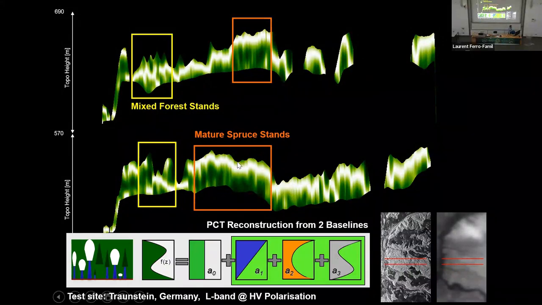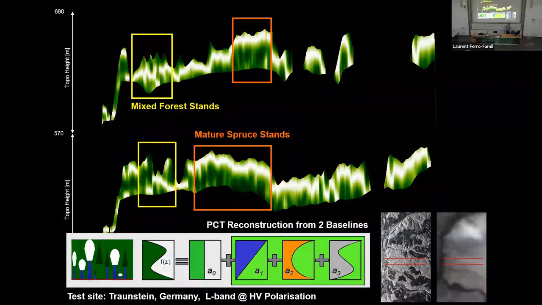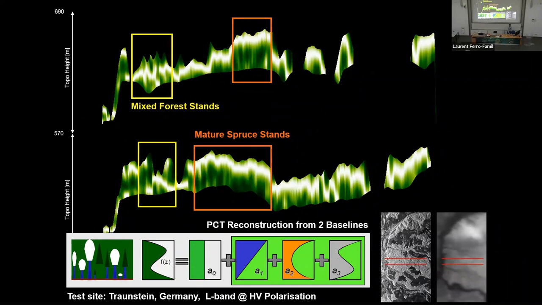Because here, for instance, we knew that we had some major spruce stands, and you have reflectivity profiles that show you the highest contribution towards the top. They are mature, they are uniform, and you see also that your profile doesn't change a lot. While here in this mixed forest, you also have a spatial variation of the profile. How accurate this is still remains a question, but for sure it's something that you can start to use, for instance, for distinguishing stands with different structures.